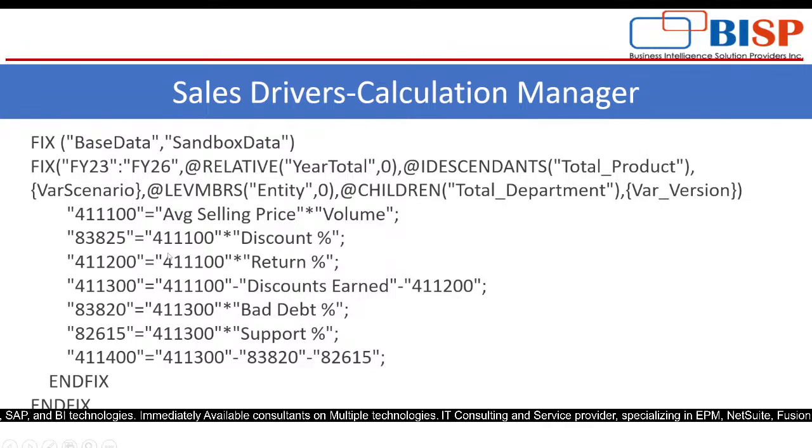And then the sales revenue is being multiplied with the discount percent to get the discount earned, then the discount paid, then the returns are calculated. So this is exactly the calculation which I have shown you, written over here. Okay, so this was all about the sales drivers assumptions.